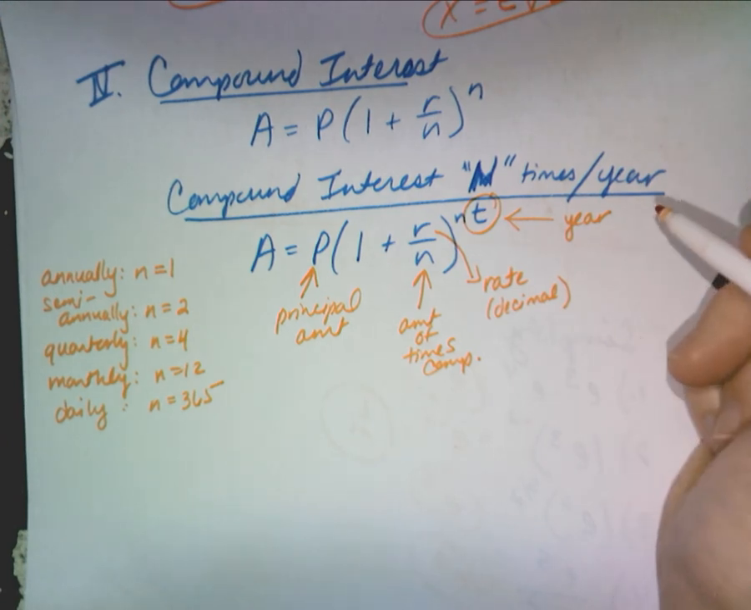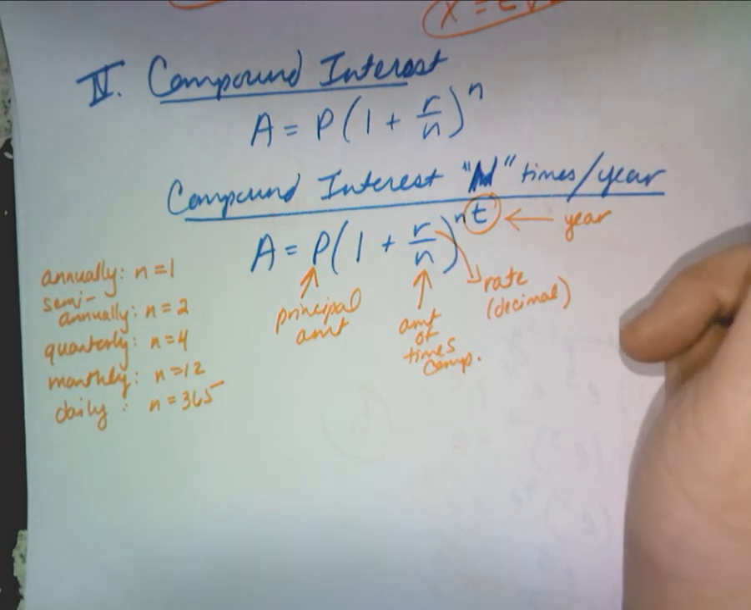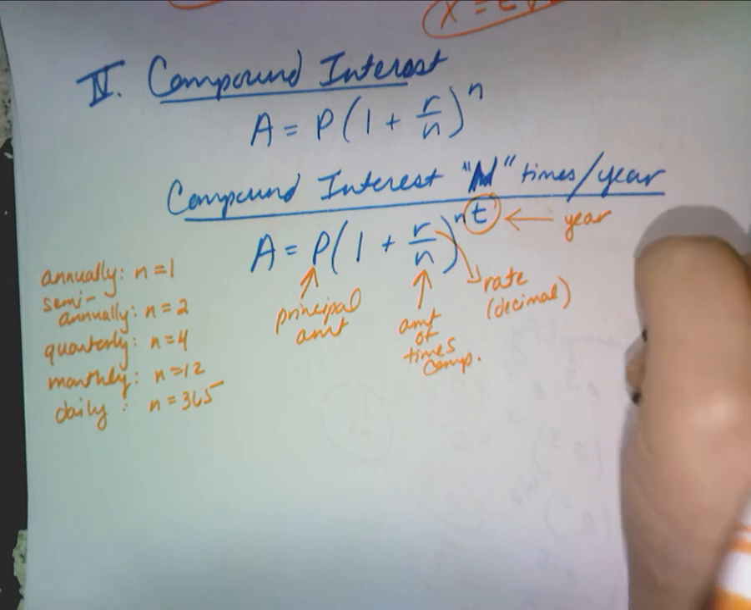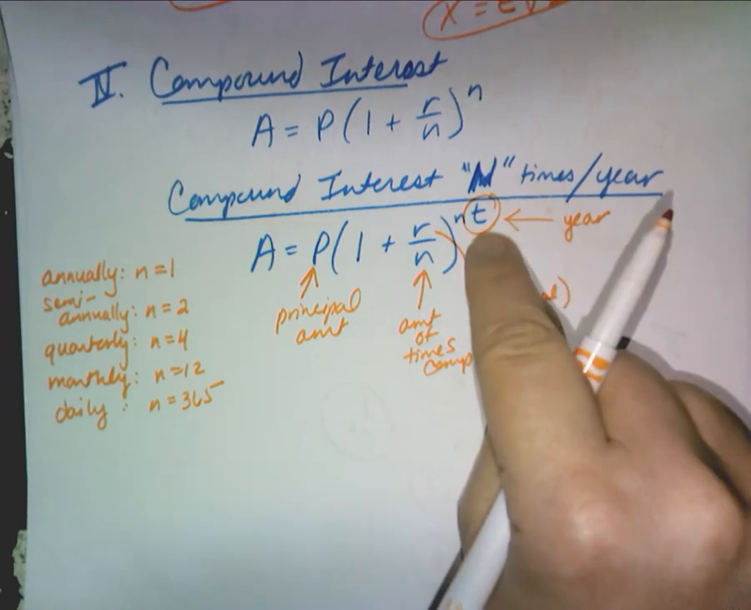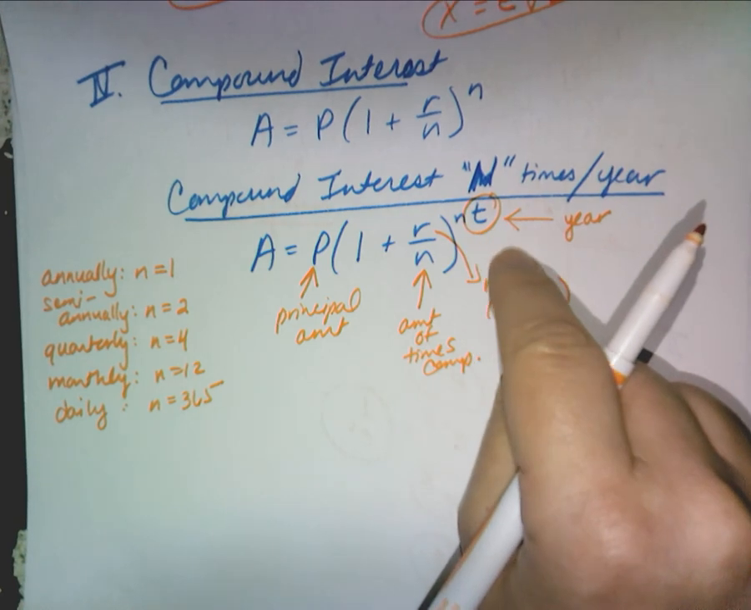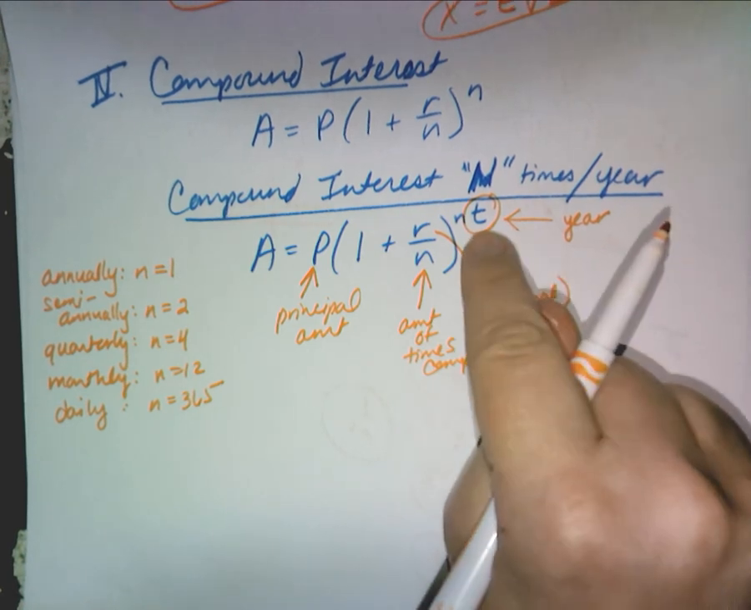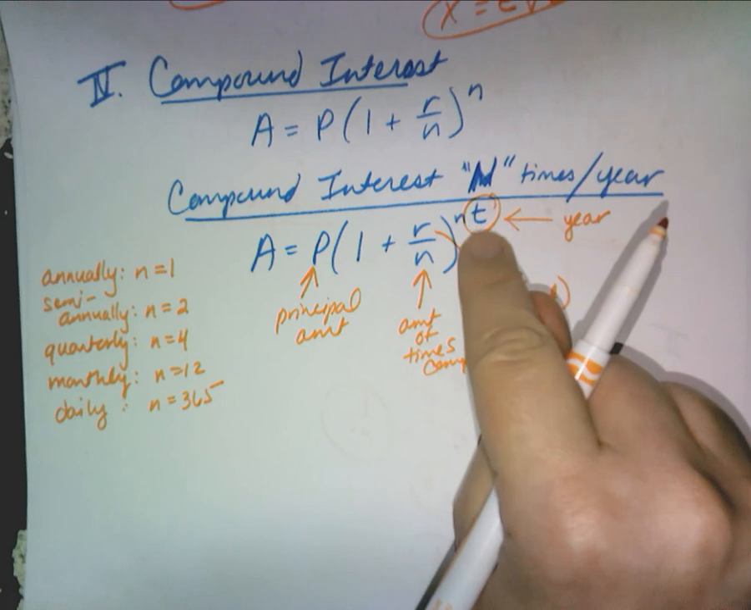T is years, but listen to me. Year meaning, so if you're going to put the money into the bank, but you're doing it for 6 months, you're not going to put 6 here. You're going to put what? 0.5. If you're going to put it in the bank for only 11 months, you're going to put 11/12 right here. You see that? You'd actually have to convert.